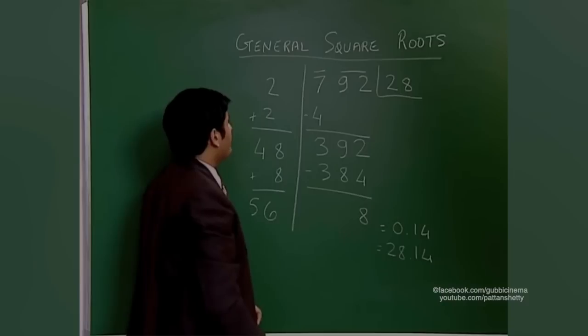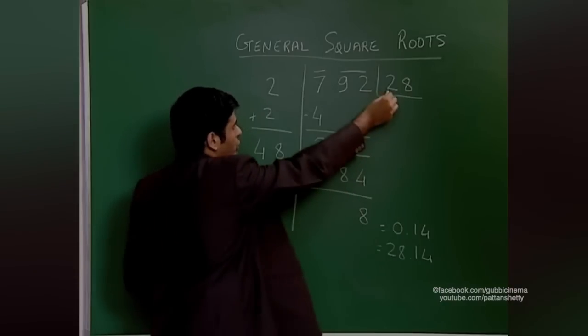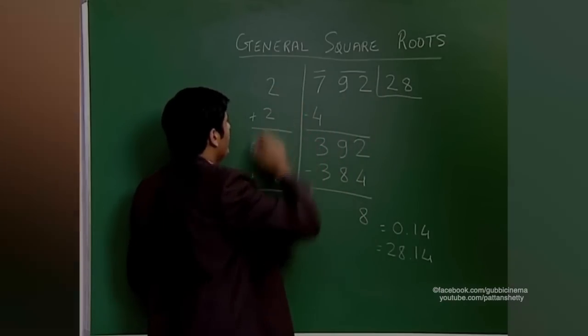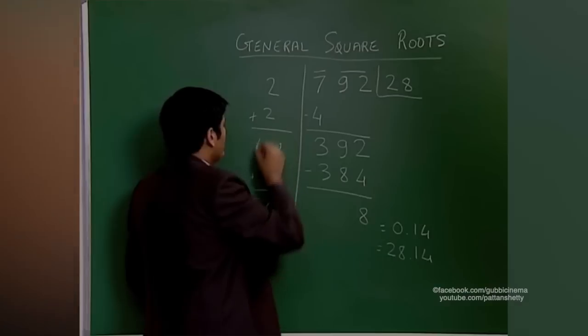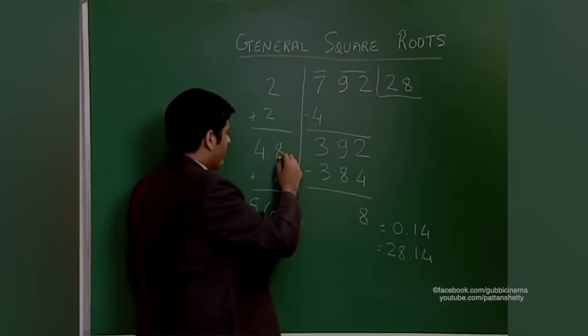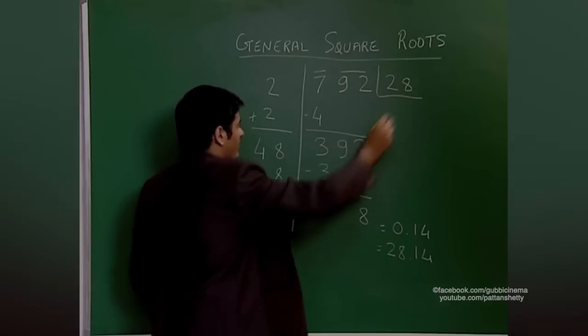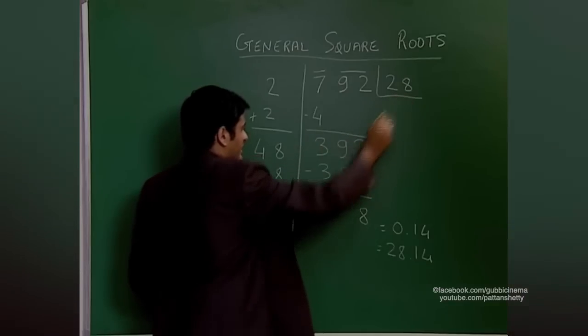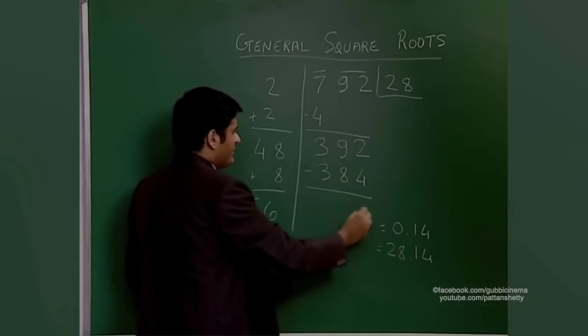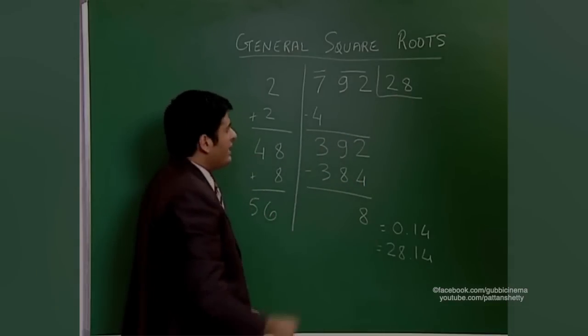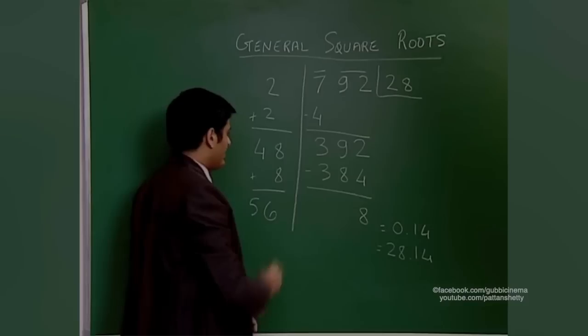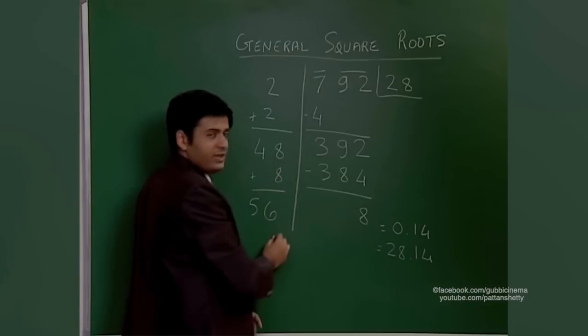Now, after every step, add the quotient to the divisor to get the new divisor. 2 plus 2 is 4. Whatever number is suffixed here, same number must come here. 48, 8s are 384. I subtract, I have 8. Again, add the quotient to the divisor. 48 plus 8 is 56.